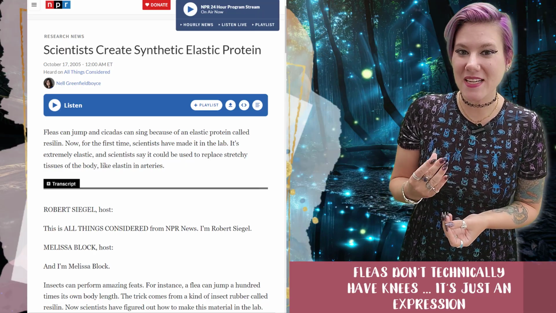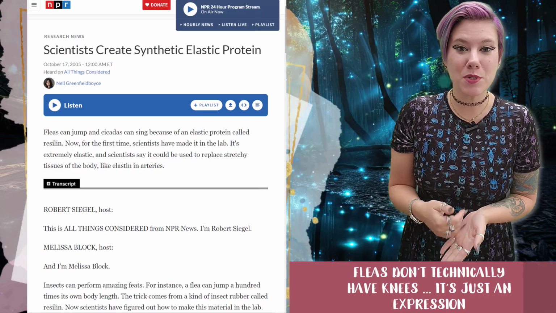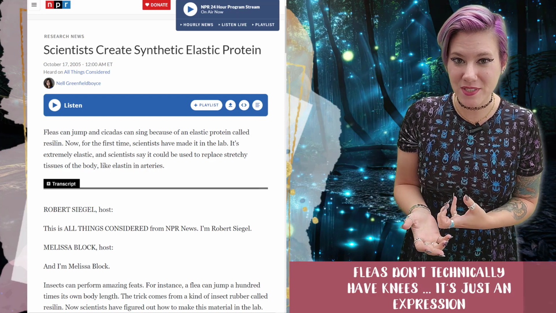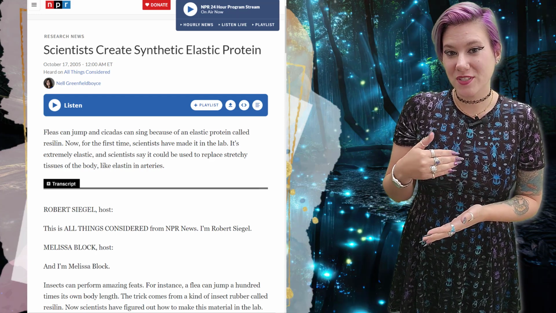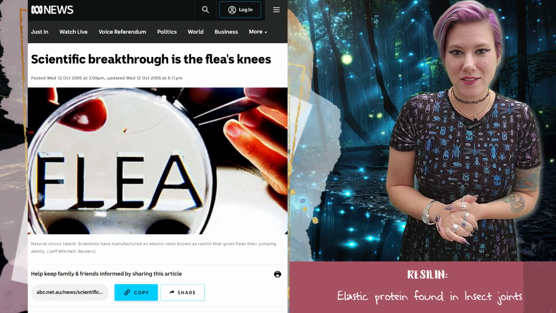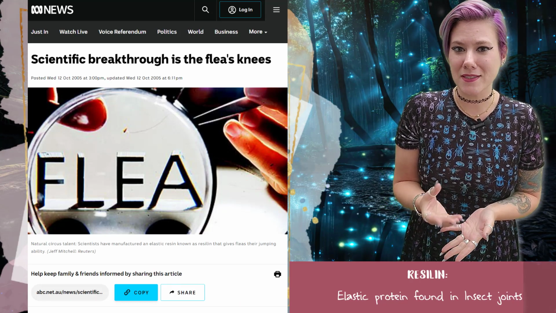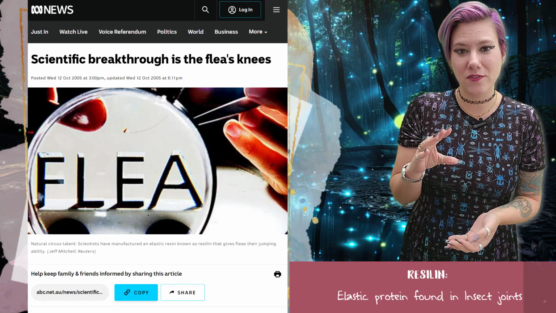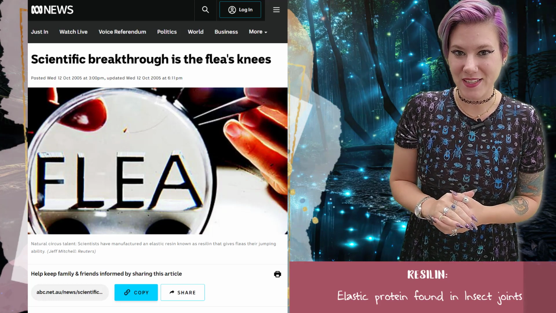Fleas are so bouncy and springy and can save so much potential energy, very much like a pogo stick, that scientists are trying to study the resilin protein to see if we can make anything similar to that, so that way we can make our own substrates and surfaces and materials that are very springy and bouncy as well.